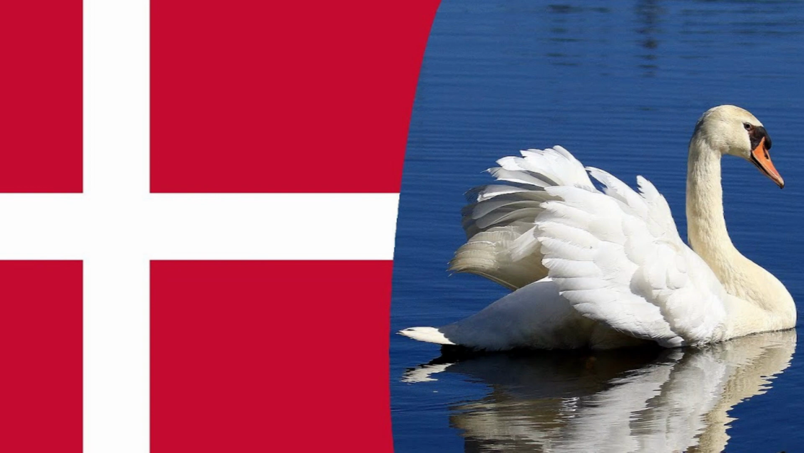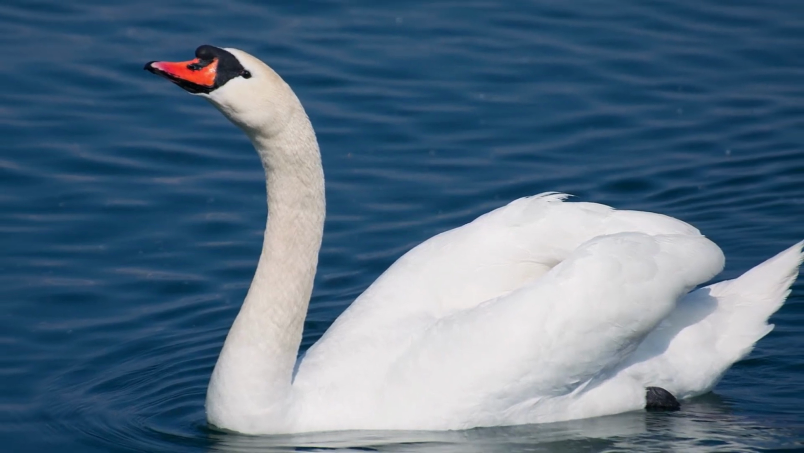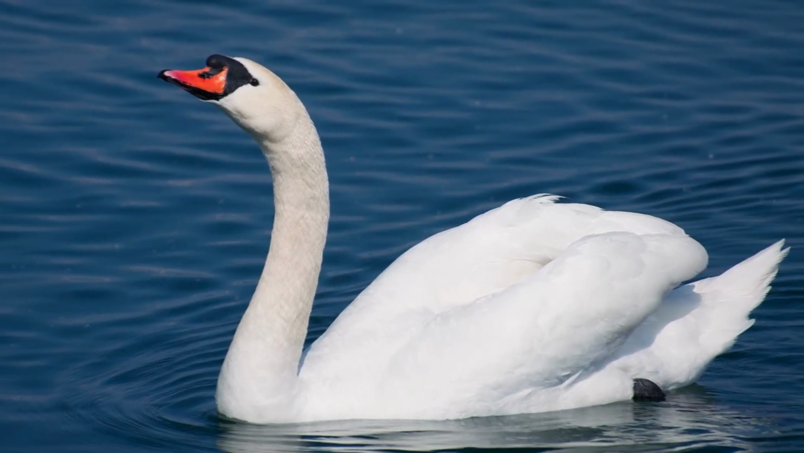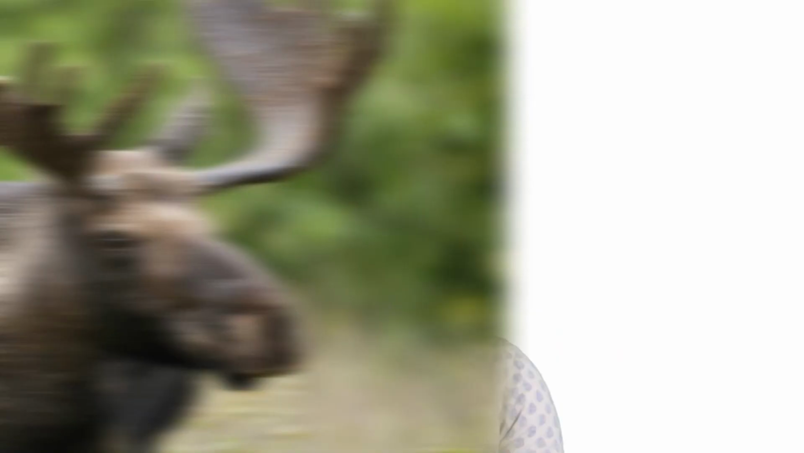The national animal of Denmark is the mute swan, usually called the Knopsvane, and sometimes called the Cygnus olor. Denmark's national bird, the mute swan, is a symbol of peace and grace. When it comes to the official animal of Sweden, that is the moose. So that's just a brief overview of these two amazingly beautiful countries, Denmark and Sweden.